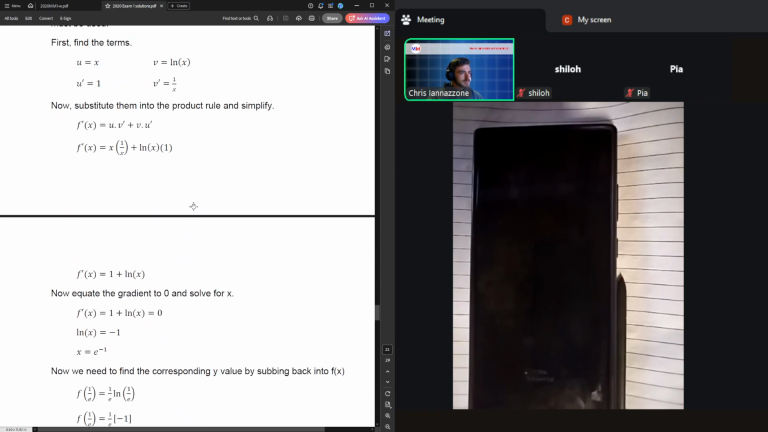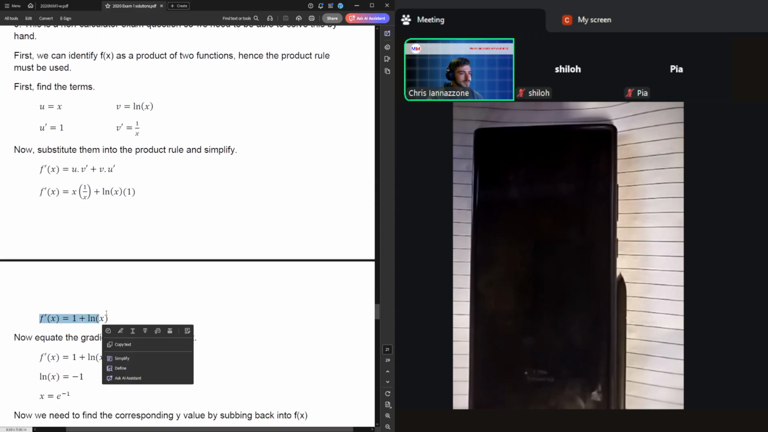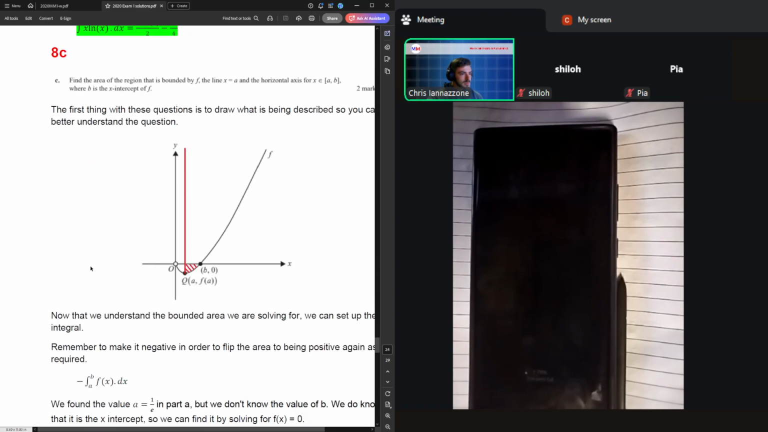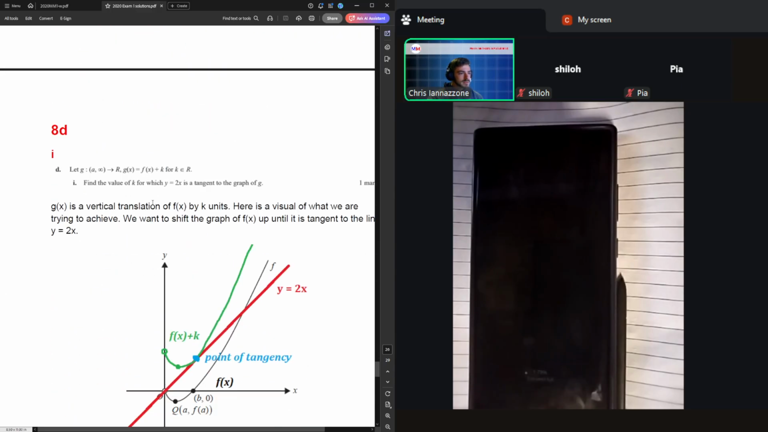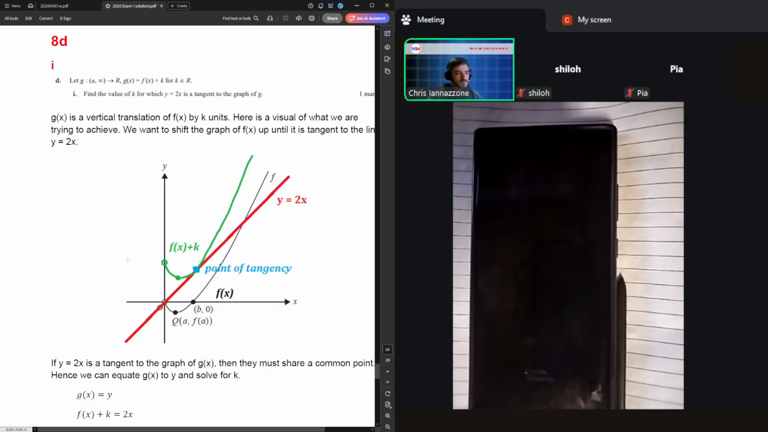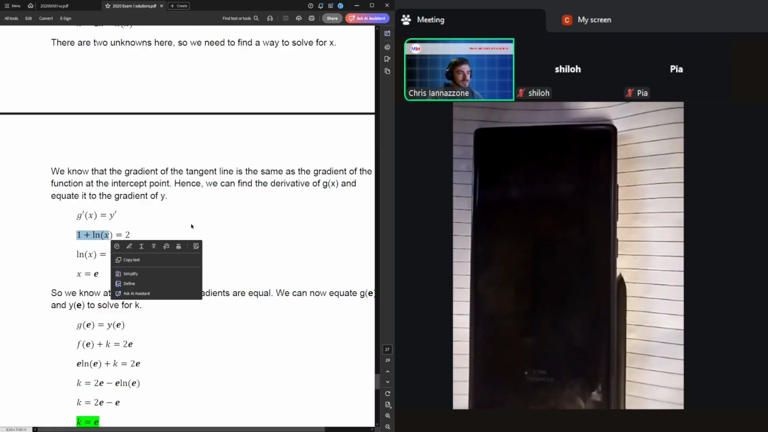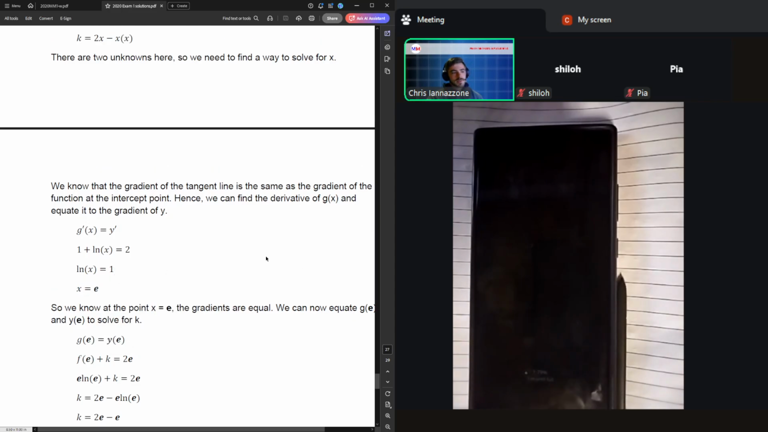I think we did a derivative of f. Yeah, so f dash was just 1 plus natural log x. And, well, plus k doesn't actually do anything. It's a constant, and the derivative of a constant always just disappears anyway. So it's still just going to be 1 plus natural log x. And then you're just going to solve that and realize pretty quickly that at x equals e, the gradients will be the same on these graphs.